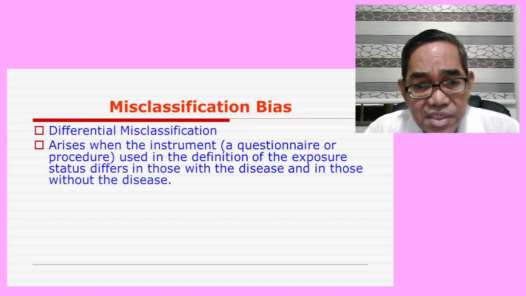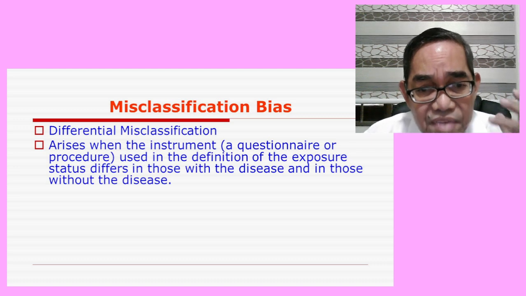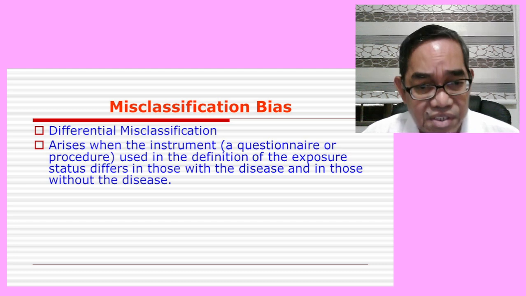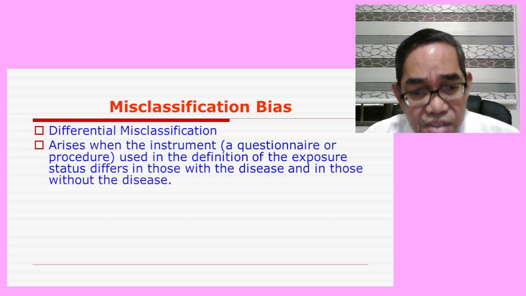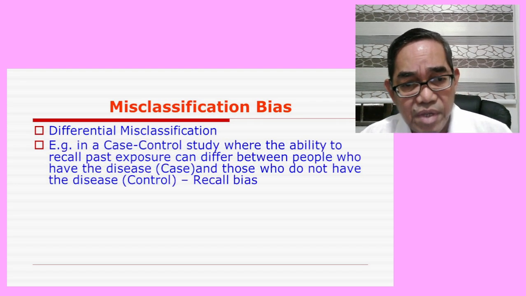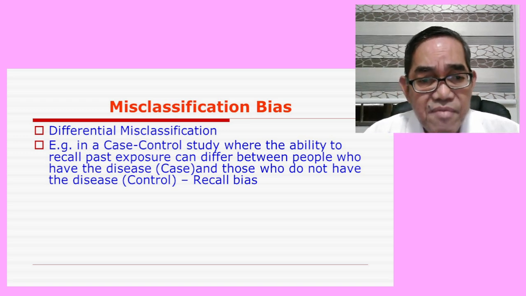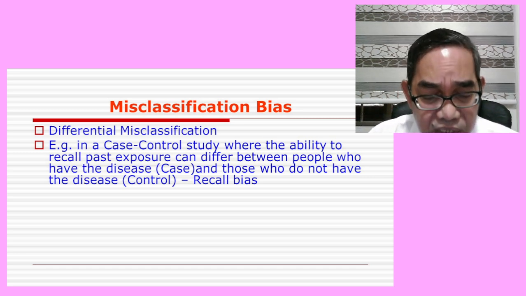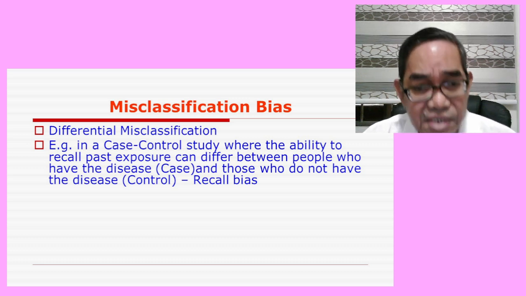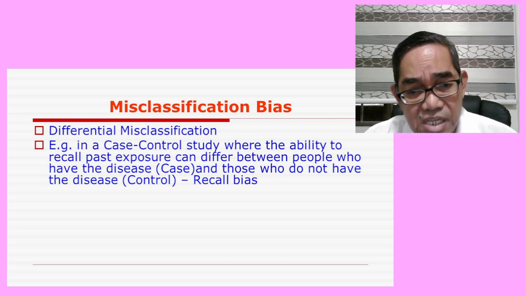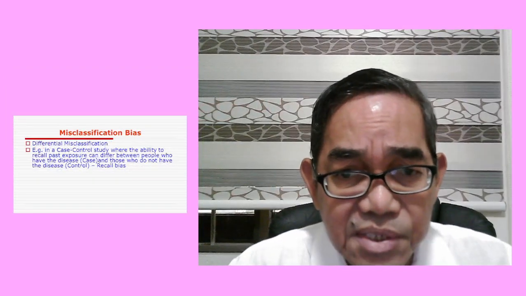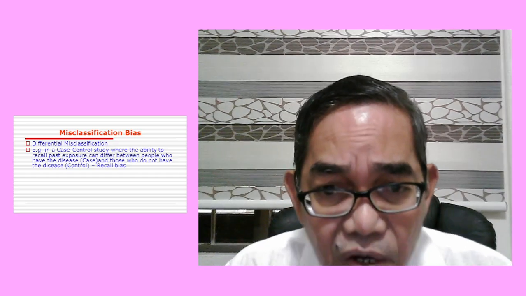Differential misclassification, on the other hand, arises when the instrument, a questionnaire or a procedure used in the definition of the exposure now differs in those with the disease and in those without the disease. An example of this is in a case-control study where the ability to recall past exposure can differ among people who have the disease, the cases, and those who don't have the disease, the controls. We actually call this information bias the recall bias. Meaning, there is bias in the recollection of past exposure.